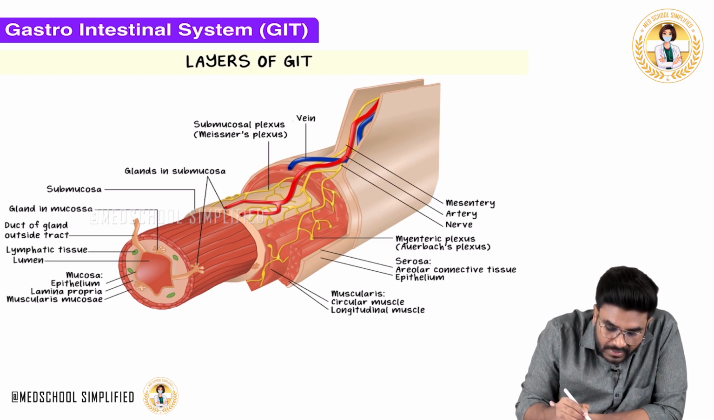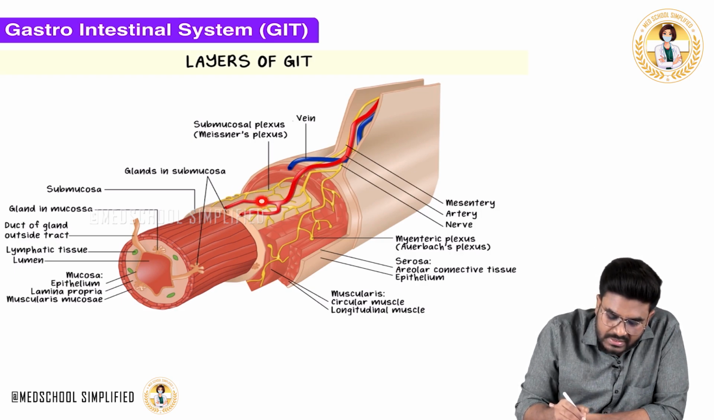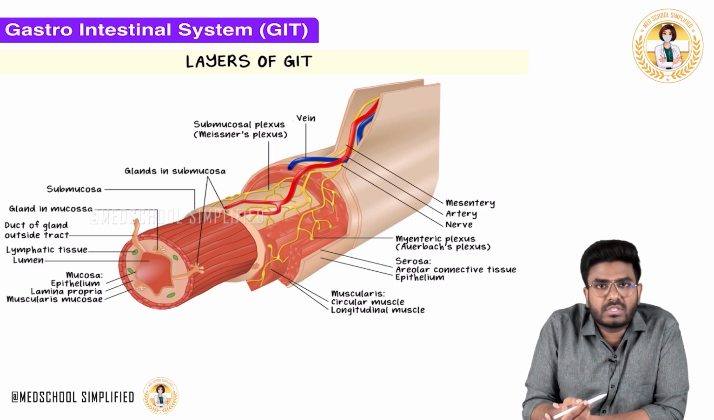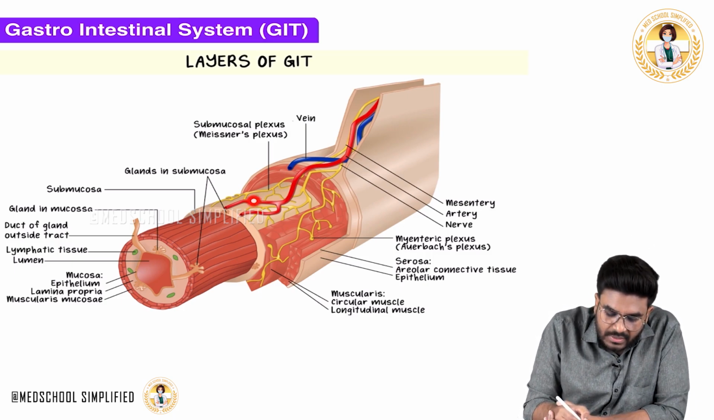So that's why, please appreciate here. This is the submucosal layer, right? Now in this submucosal layer, there are these nerve plexuses present. These yellow color plexuses are nothing but the nerve plexus. Now, what is the name of this nerve plexus? The name of this nerve plexus is the submucosal plexus or Meissner's plexus. So this is the Meissner's plexus.